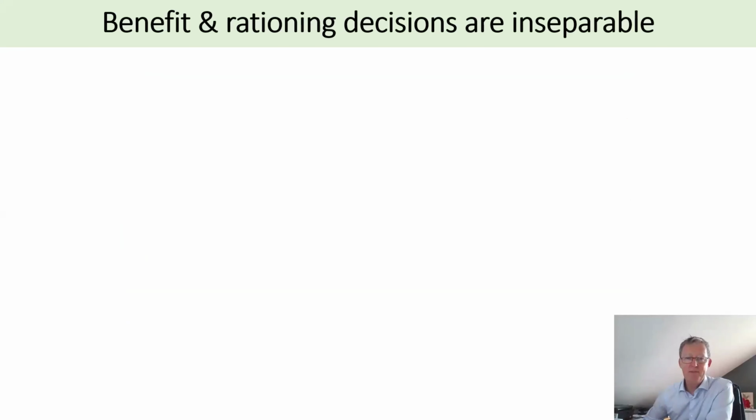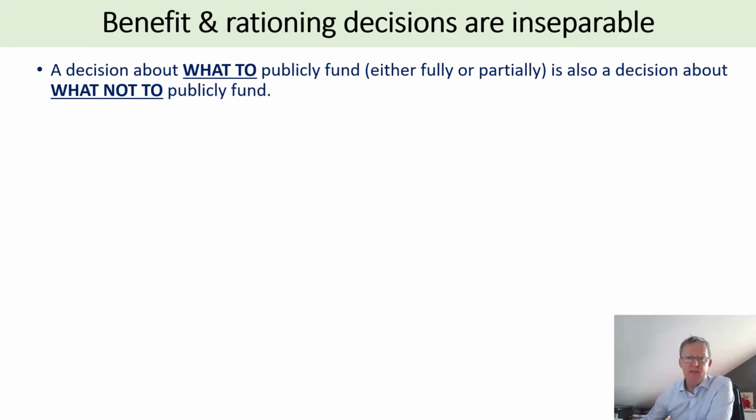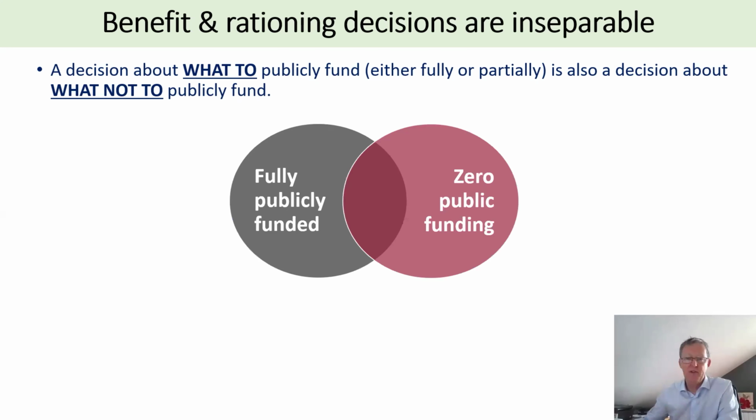So the first point is that benefits and rationing decisions are inseparable. The word rationing is not, I say, politically always that acceptable, but for our technical discussions, I think it's very clear. It's about limiting or excluding benefits. So just to be very clear up front, decisions about what to include in a benefit package, when we say that, we mean what to publicly fund, be that either fully or partially. In doing that, about what is included, you are either explicitly or implicitly making a decision about what not to include or what not to publicly fund.